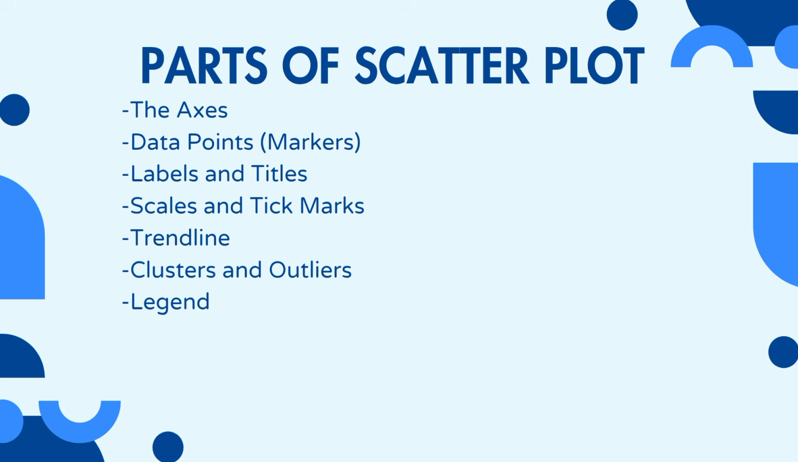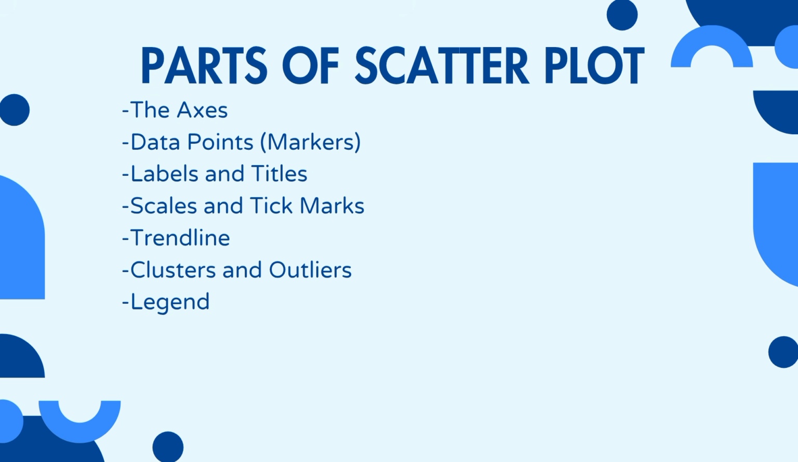The second to the last is clusters and outliers. A cluster is a group of data points that are positioned close to each other, which indicates a commonality, while outliers are data points that fall far away from the rest of the group. These are often interesting because they represent unusual or unexpected results.